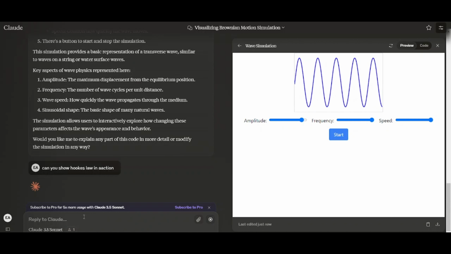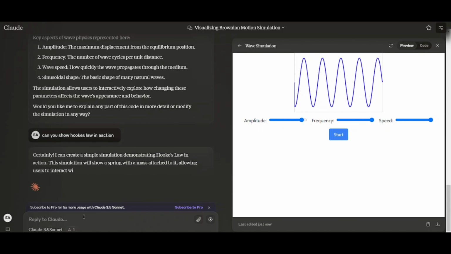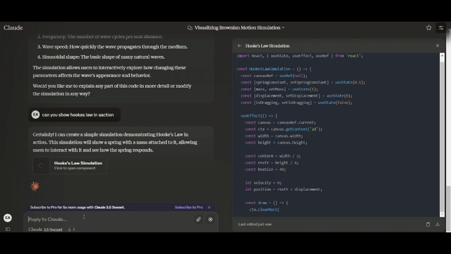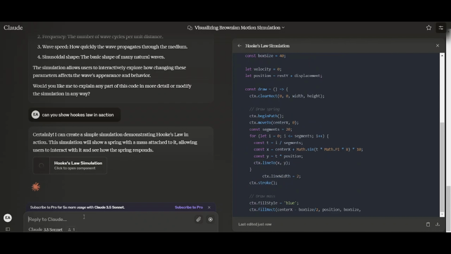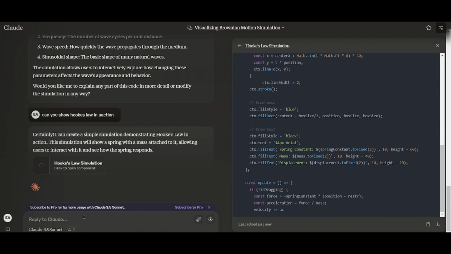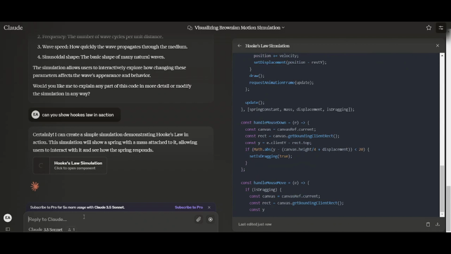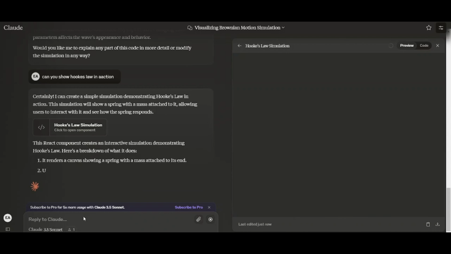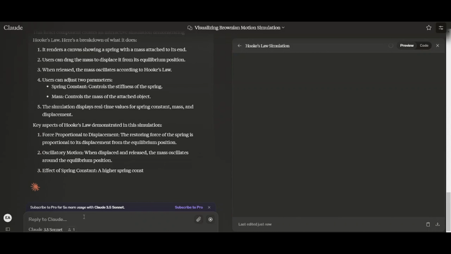I then remembered Hooke's law, and I asked to see Hooke's law in action. It developed a simulation showing a spring with an attached mass. You can interact with the simulation by dragging the mass and observing how it oscillates according to Hooke's law. The simulation also allows you to adjust the spring constant and mass, demonstrating how these factors influence the oscillation.